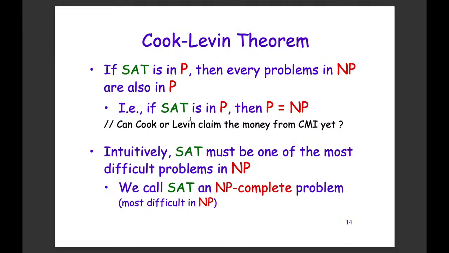But somehow we can see that this SAT turns out to be the hardest problem in the NP group of problems. Yeah, because if this can be solved easily, then everything can be solved easily. So this is like the hardest problem. And in computer scientist language, we call this the hardest NP problem the NP complete problem. Okay, so the complete here means that it is completely hard, completely difficult. So NP complete means that it is the most difficult problem in NP.